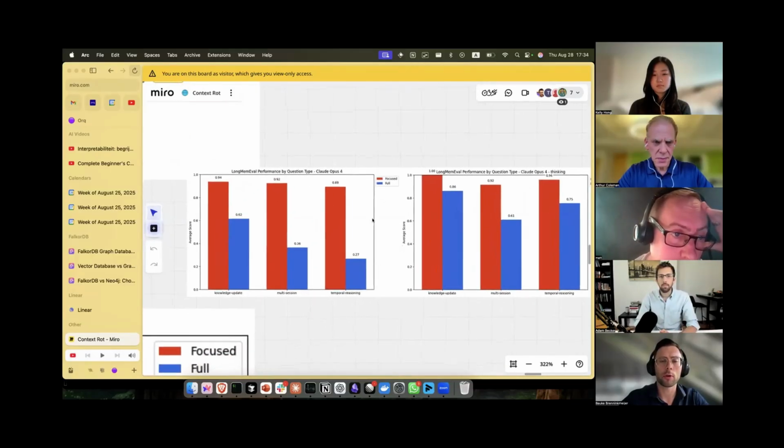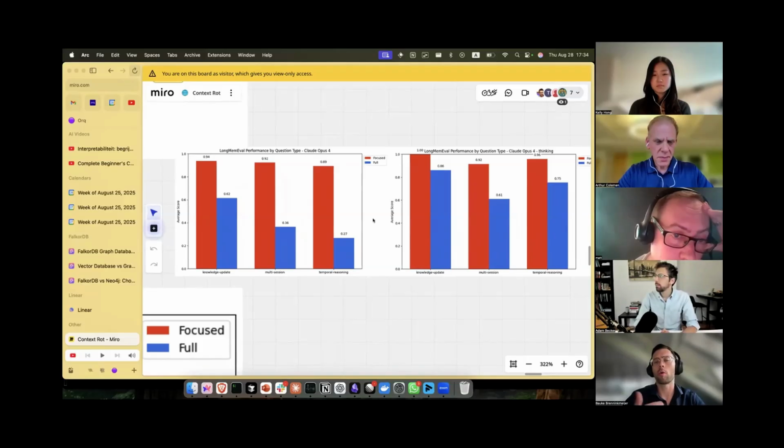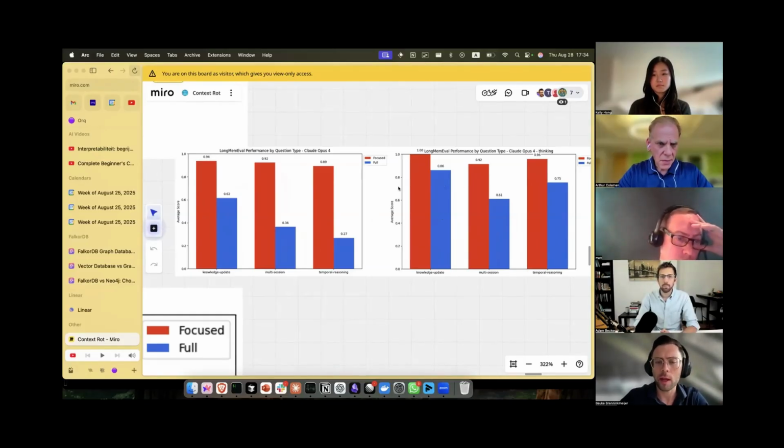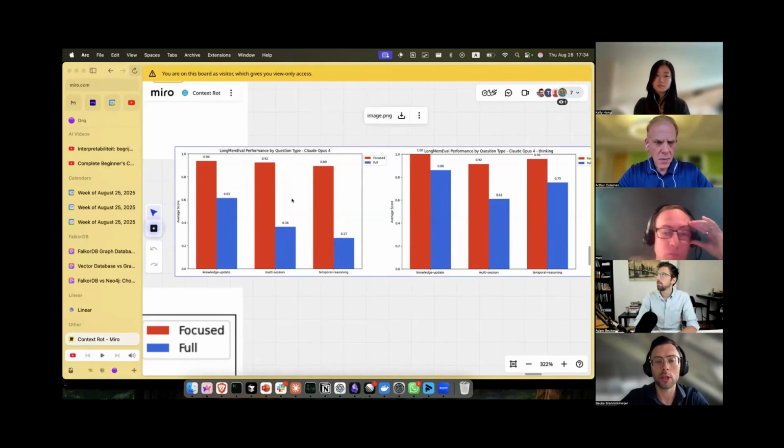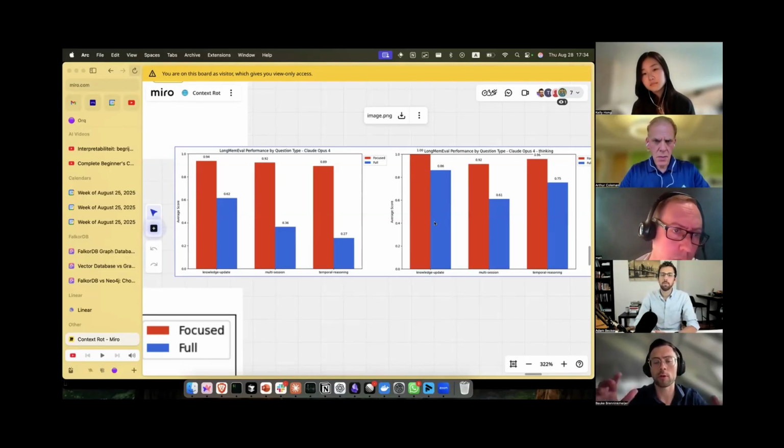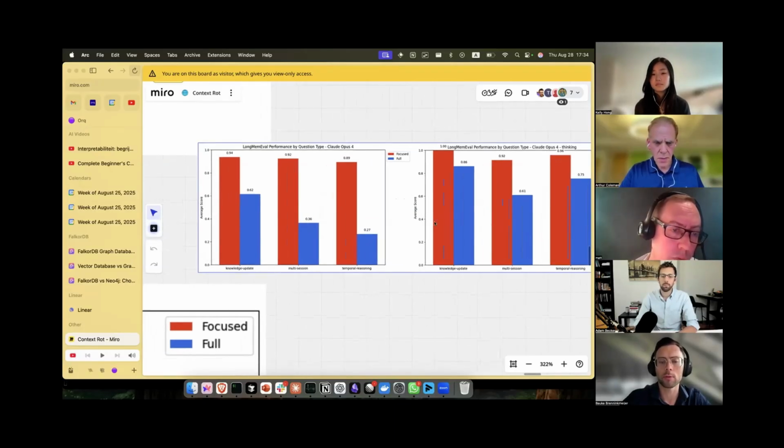The research also focused on why or how thinking and non-thinking impacts the Claude model specifically, because there is that big performance gap. For temporal reasoning questions, we go from 27 on the full context up to 75, a really large difference. A little bit less, but still similar for the multi-session one: we go from 36 to 61. The knowledge update is a little bit less, 62 to 86, but still a very significant improvement, not distributed equally over the different categories of questions.